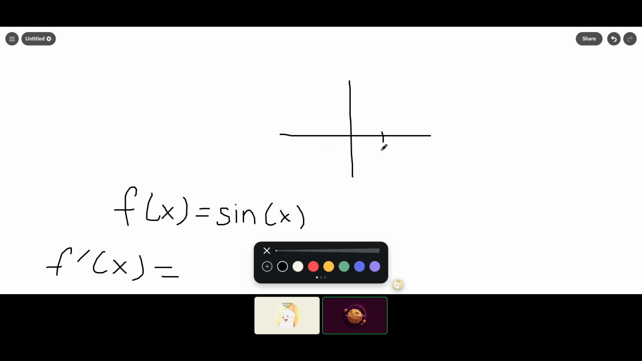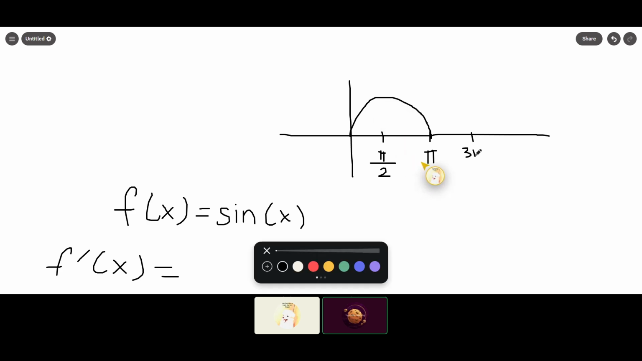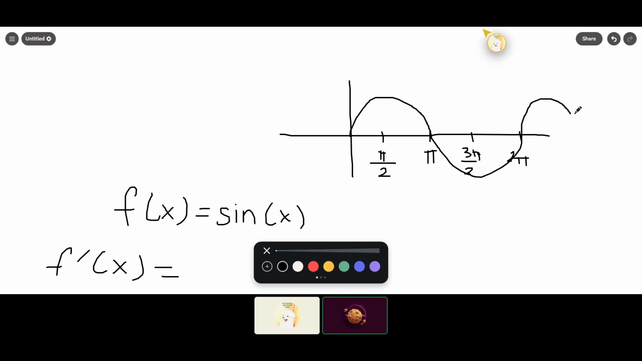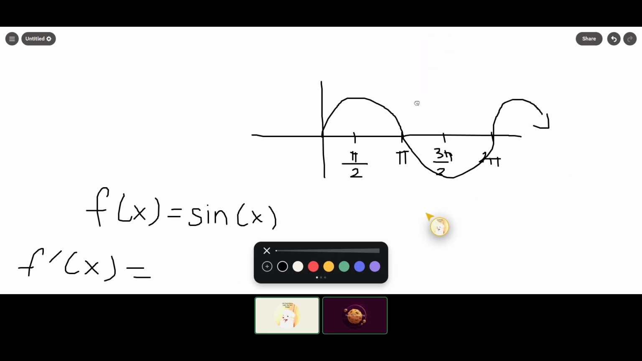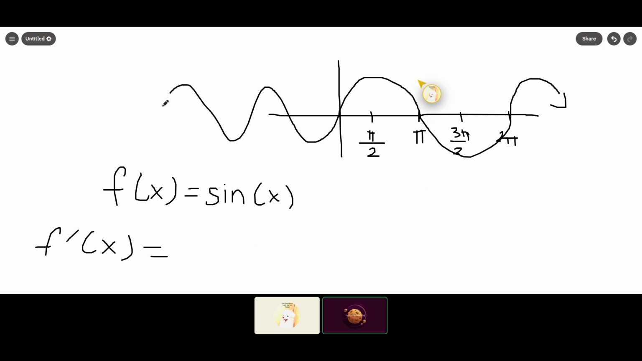So let's say that this is pi over 2 and this is pi. We will get a graph that looks like this. But if we extend it, we will get a 3 pi over 2 and a 2 pi, and it'll look like that. It's a periodical function, which means it repeats every 2 pi. And yes, it continues this way too.